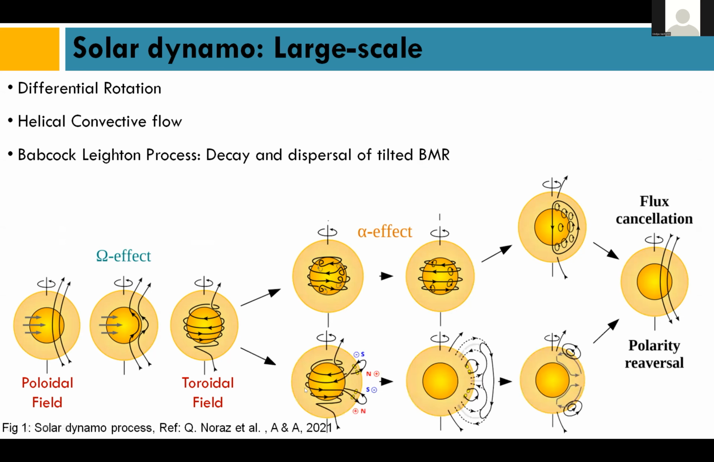It is namely the Babcock-Leighton process, which involves the action of tilted bipolar sunspot pairs that arise due to buoyantly rising and twisted magnetic field. When these tilted bipolar sunspots decay, the polarity of these sunspots gets more diffuse at high latitude, and they form loops in the poloidal plane. This gives rise to the poloidal field on the solar surface.